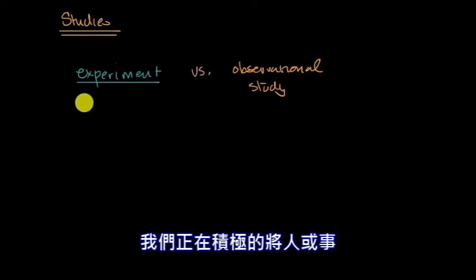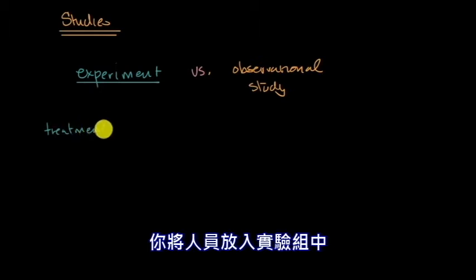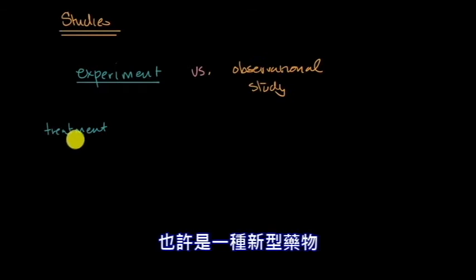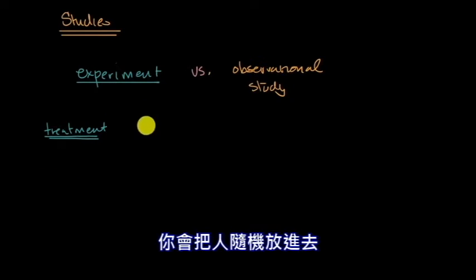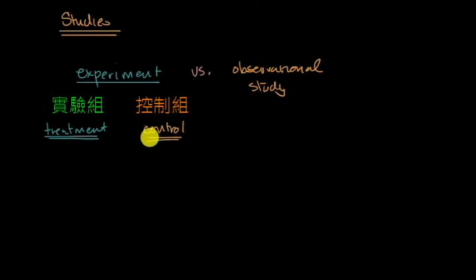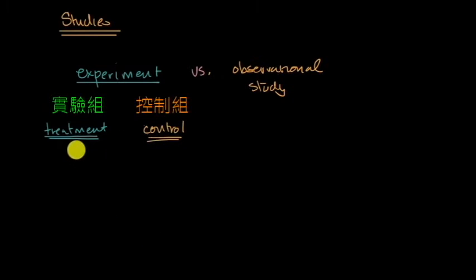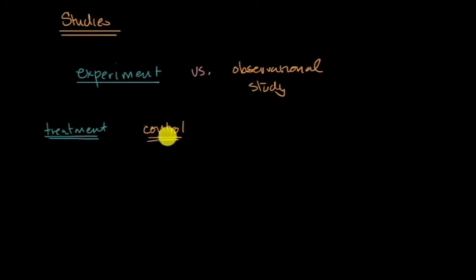In an experiment, we're actively putting people or things into a control versus treatment group. In the treatment group, you usually would want to randomly select people into it. Maybe it's a new type of medication, and in the treatment group, they actually get the medication. While in the control group, which you would put people into randomly, they might get a placebo, a pill that looks just like the medication, but it really doesn't do anything. And then you wait some time, and you can see, is there a statistically significant difference between the treatment group, on average, and the control group?